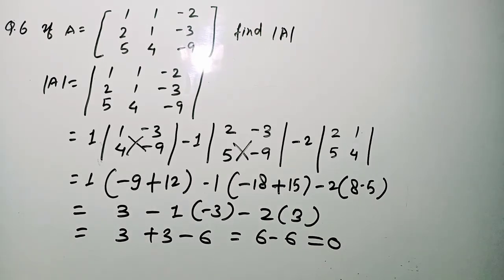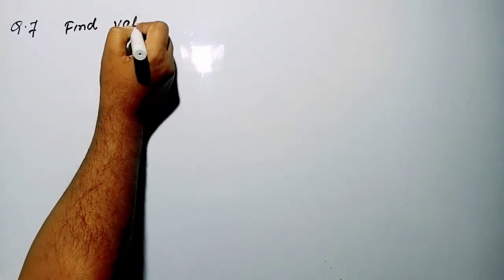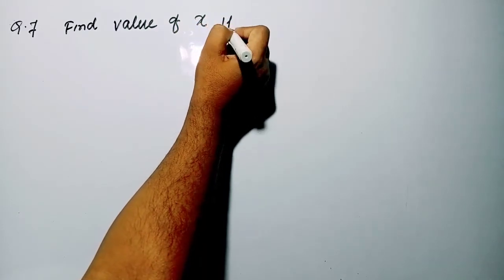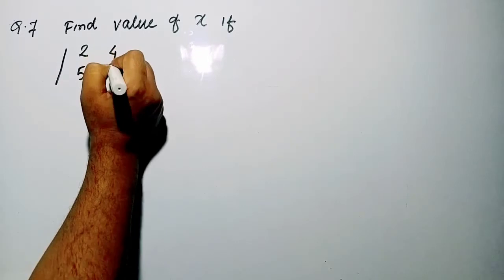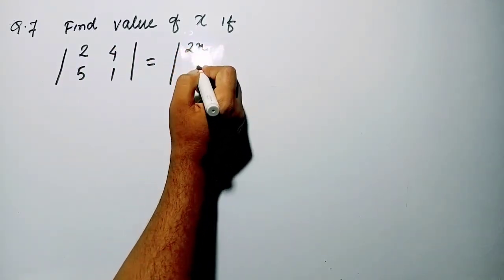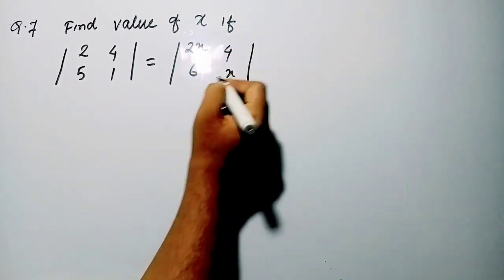Okay students, so the value of this matrix is what? 0, which means the value of this determinant is 0. Okay, now moving to the next question. The question is, find the value of x if the determinant having elements 2 5 4 1 is equal to the determinant 2x 6 4 and x.